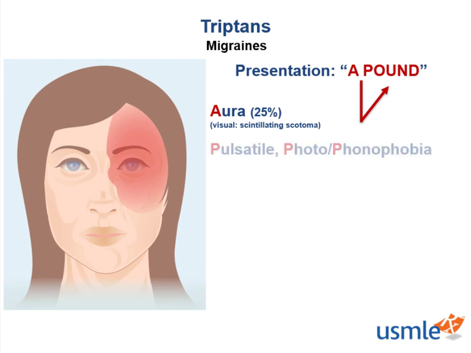The P stands for pulsatile, photophobia, and phonophobia. Patients describe a throbbing, pulsatile feature of migraines and may report sensitivity to bright lights, photophobia, and loud noises, phonophobia. Want to always remember these terms?